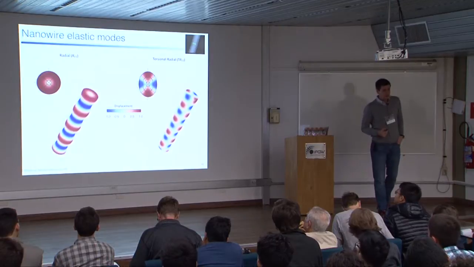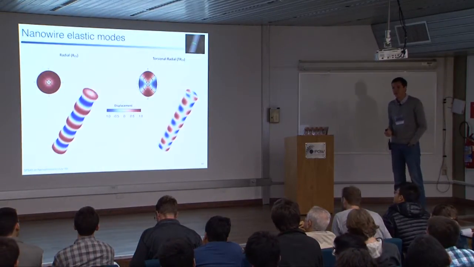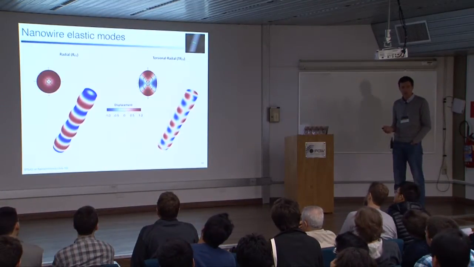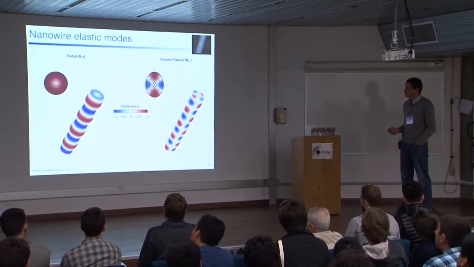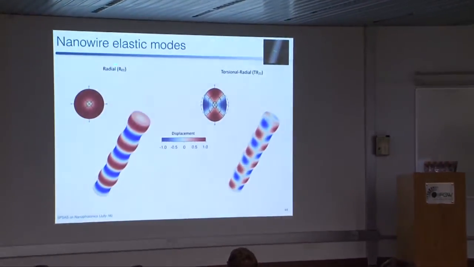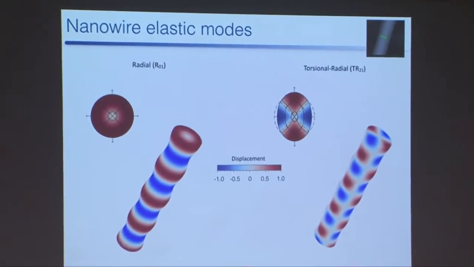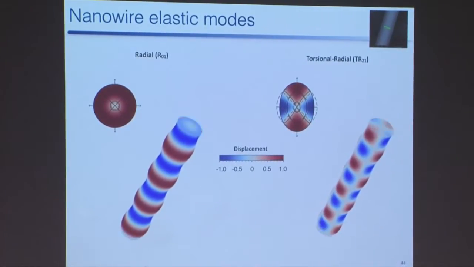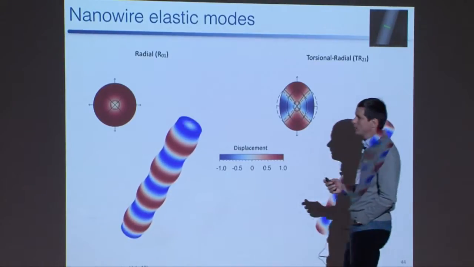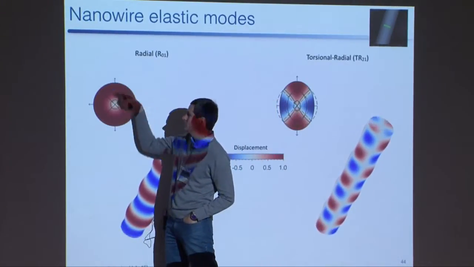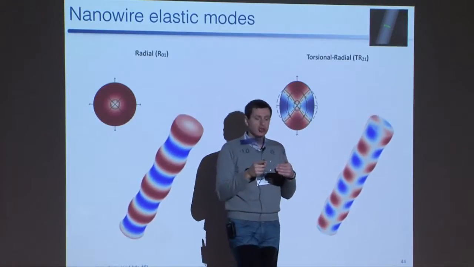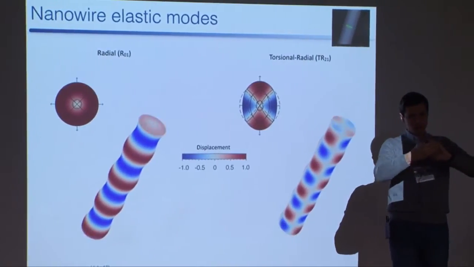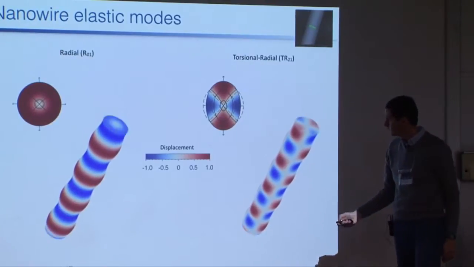Okay, now let's look at how these wires vibrate. And Philip mentioned some of the modes, but this is an illustration of two families of acoustic modes. The first one is called the axial radial mode, which I'm just using R as a legend for it. So R01, the axial radial acoustic mode. It has only acoustic displacement in the radial direction, uniformly, and in the axial direction. So at the same time, it expands like that transversely, it compresses like that. Right, so you can see that over here.